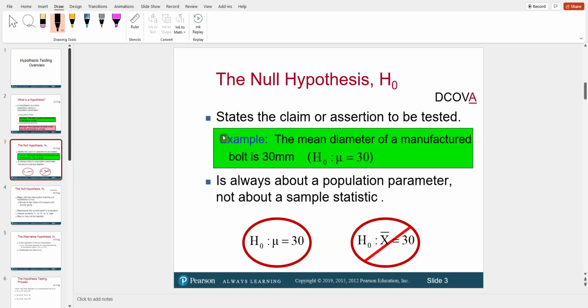The null hypothesis states the claim or assertion to be tested. For example, the mean diameter of a manufacturer bolt is 30 millimeters. You denote the null hypothesis by H naught, and then you put down what you're testing. So in this case, we're testing the mean is equal to 30. The null hypothesis is always about the population parameter. It's never about a sample statistic. So you would never use X bar when you're testing for the mean, because X bar deals with the sample. Mu deals with the population.